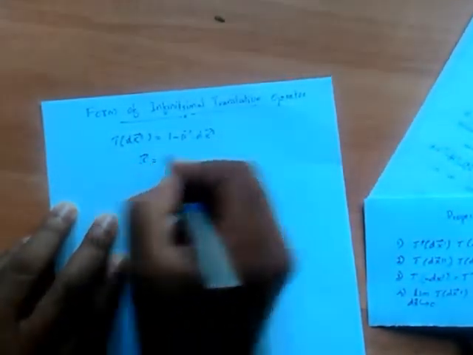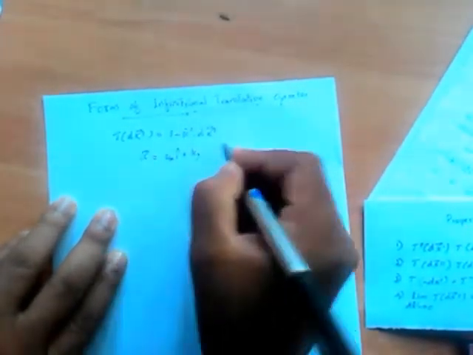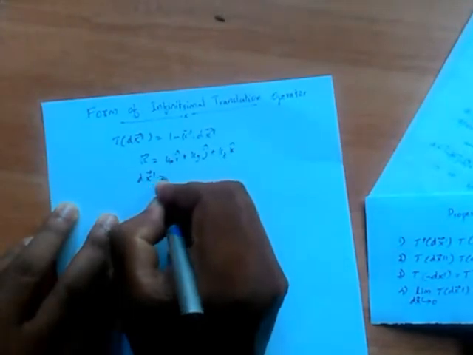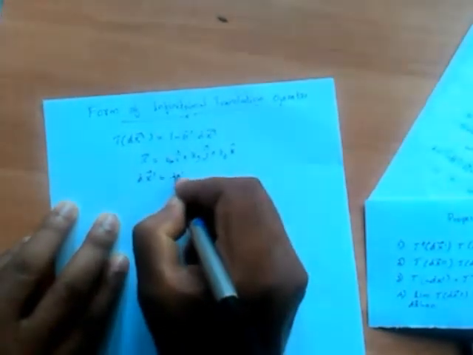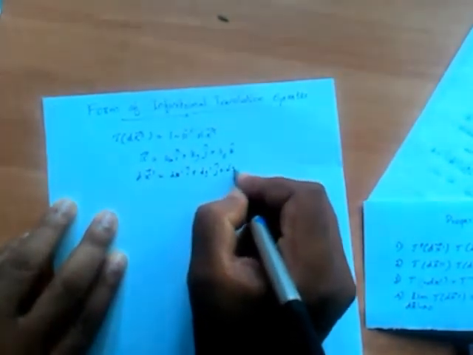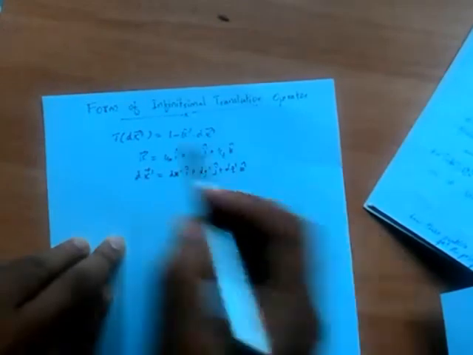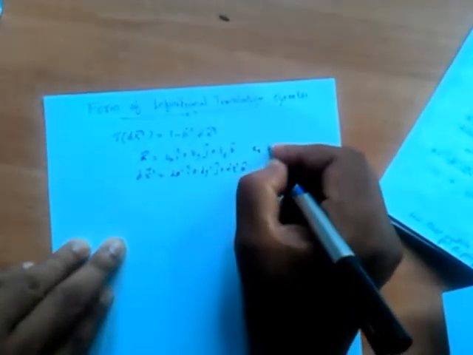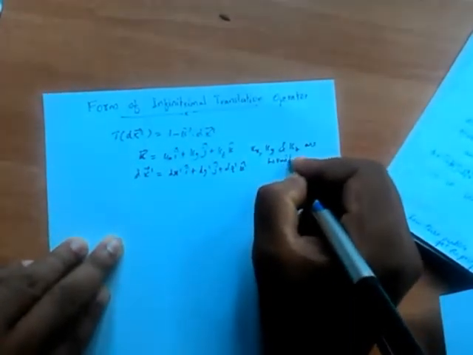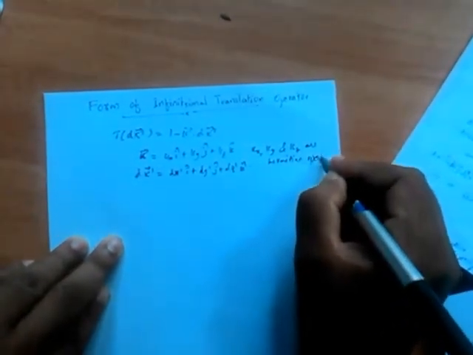where k = kx i cap + ky j cap + kz k cap, and dx' = dx' i cap + dy' j cap + dz' k cap, where the components of this k operator, that is kx, ky and kz, are Hermitian operators.